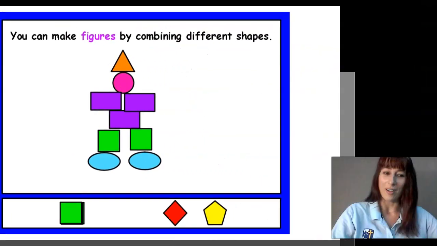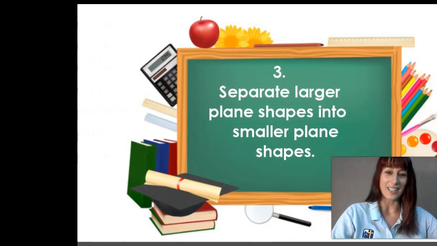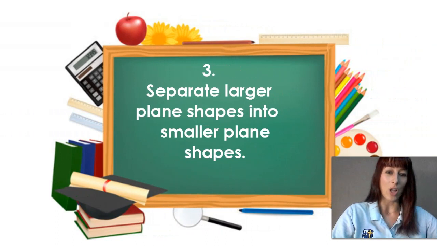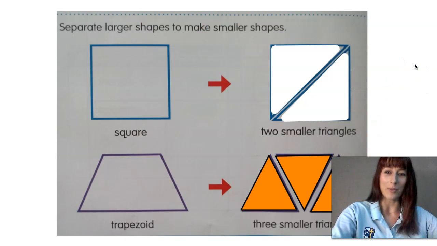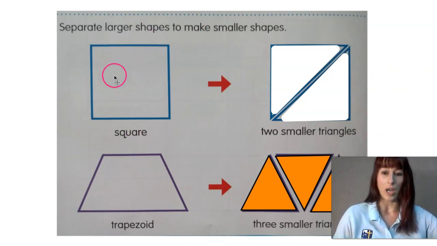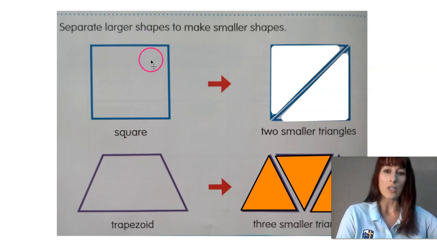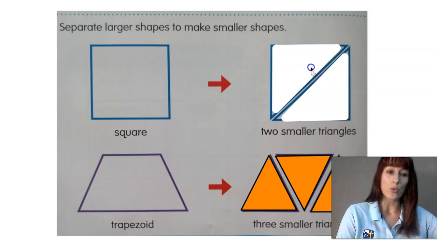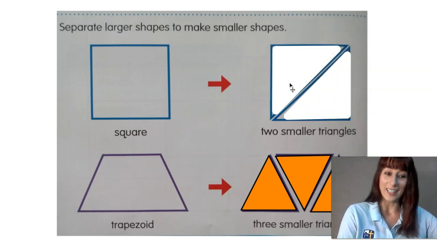All right, well, the last thing that we need to learn in this lesson is how to separate larger plane shapes into smaller plane shapes. Let's see what that is about. So here we have large shape, as you can see, shape of a square and shape of a trapezoid. Now we can separate this large shape to make smaller shapes. Here we separated the square into 2 smaller triangles. See, they're separated. So you can see that you can separate square into these 2 triangles.